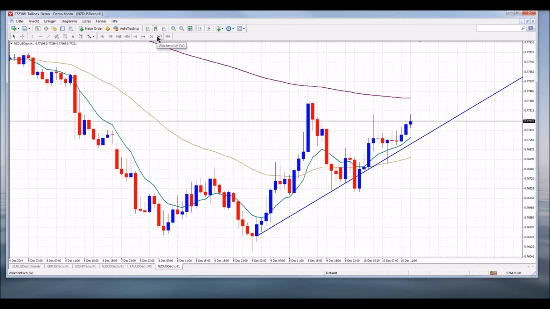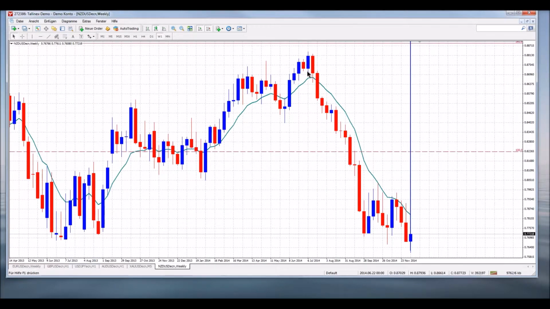Now let's have a look at the weekly chart here. We see we came all the way this year down from 88.13, and now we found a bottom here and already broke this bottom line. Okay, we broke it, and the market is trying to retrace it back. Coming up from 76.30, it is now hovering around 77.24.